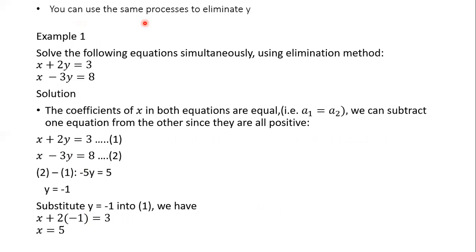Solve the following equations simultaneously using the elimination method: x plus 2y equals 3, x minus 3y equals 8. See this one, you can easily eliminate x. The coefficient of x in equation 1 is 1. The coefficient of x in equation 2 is also 1. So a1 equals 1, a2 equals 1. Therefore, a1 equals a2. So our first condition holds.